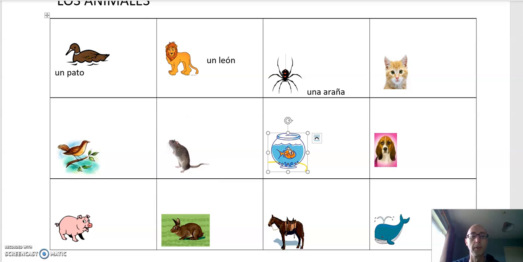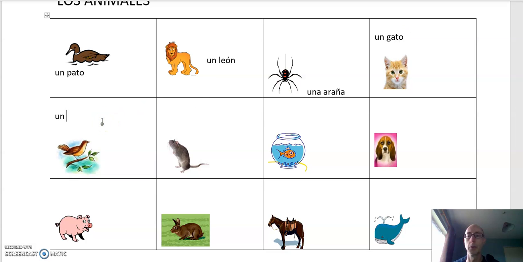¿Cómo se dice? Es un pez. Un perro. Un cerdo. Un conejo. Un caballo. Una ballena.